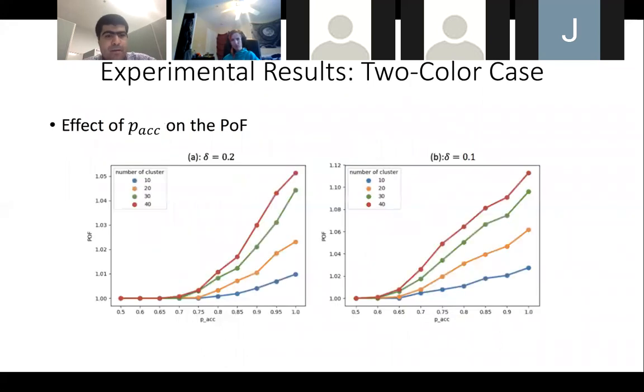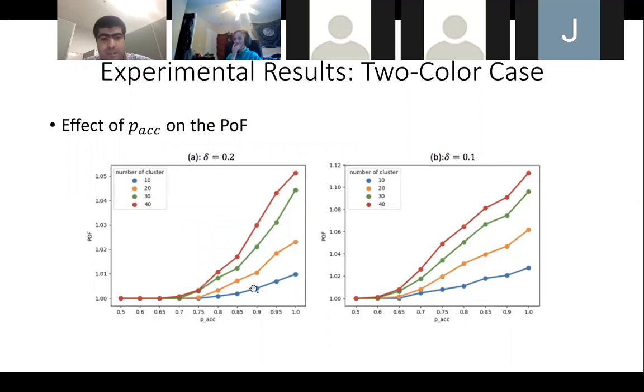All right, so here's a question. What is the effect of PACC on the price of fairness? PACC, again, is like a model predicting the group membership. When PACC is equal to 1, then it knows the group membership exactly. When PACC is equal to 0.5, the lowest value, it's just making a random guess. So when it's equal to 0.5, the problem really doesn't have any color in it, because every point is equally likely to be red and blue. And this is where we end up with a price of fairness of 1.